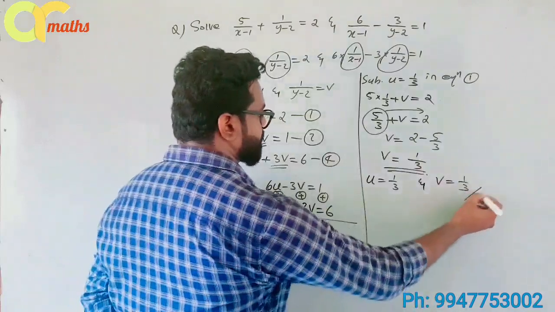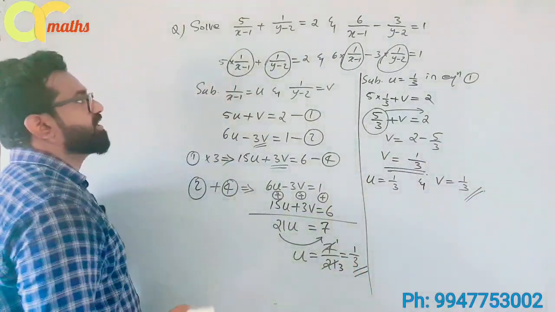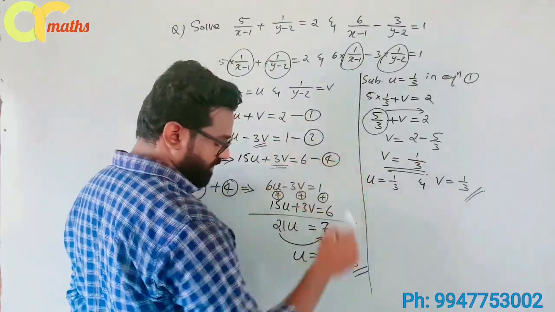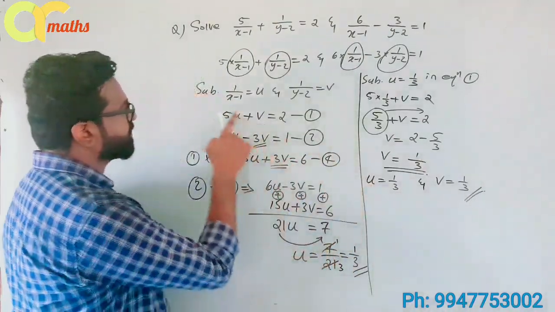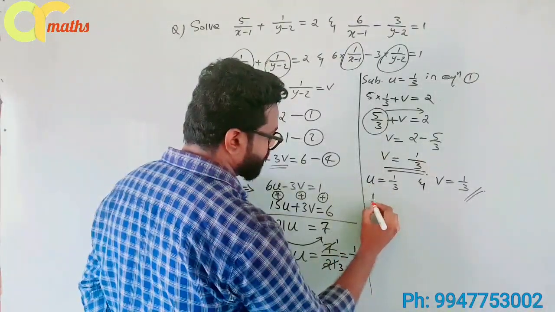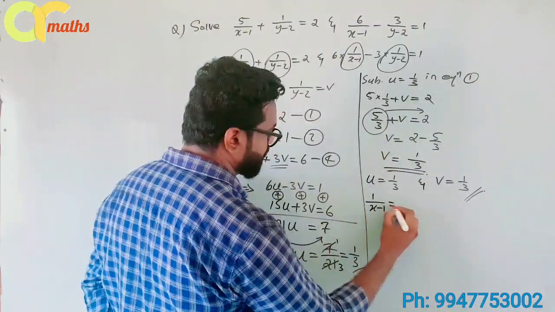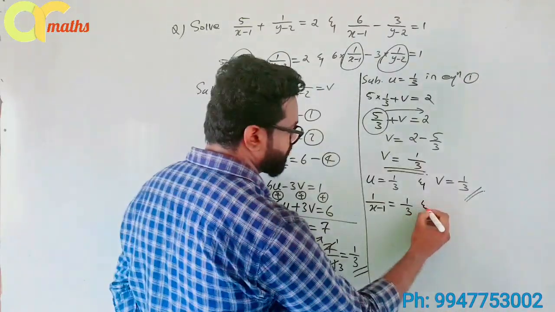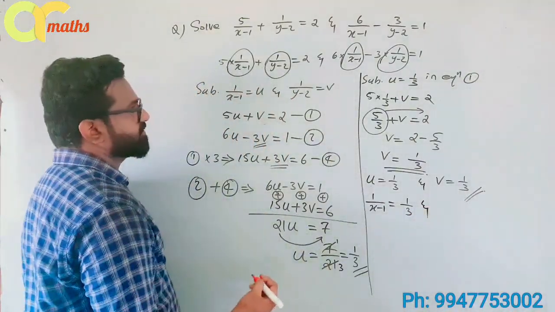What is our actual question? We have to find the value of x and y. So, just substitute the value of u. What is u? You know, u is 1 by x minus 1. In the place of u, write 1 by x minus 1 equal to 1 by 3. Then simplify. Here also, you know, v, what is v?